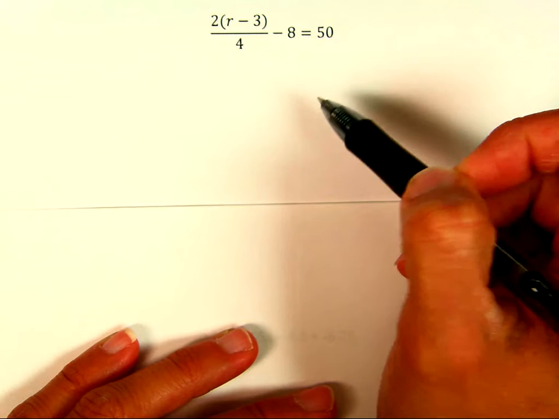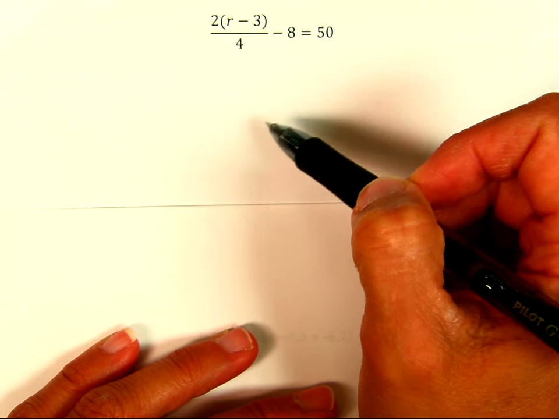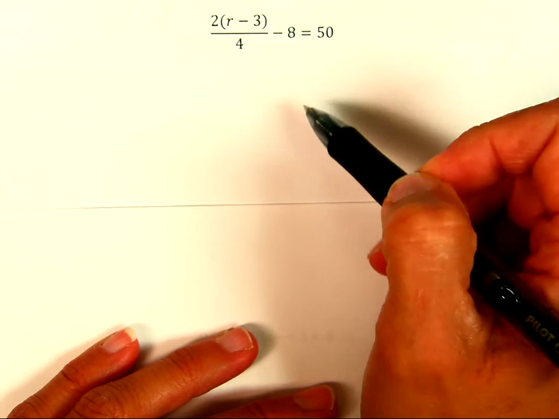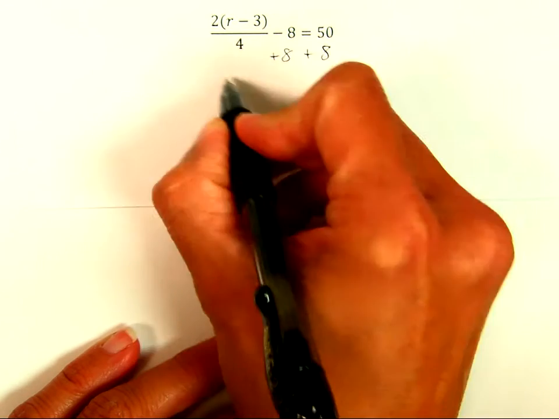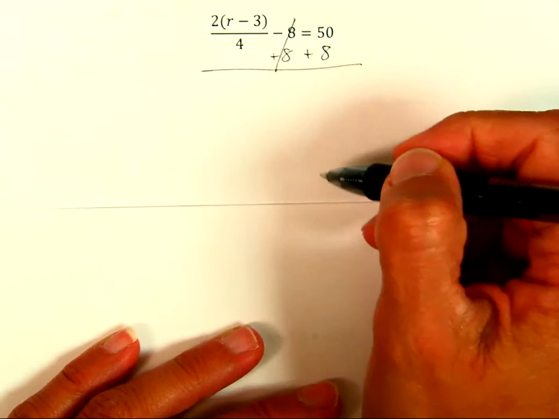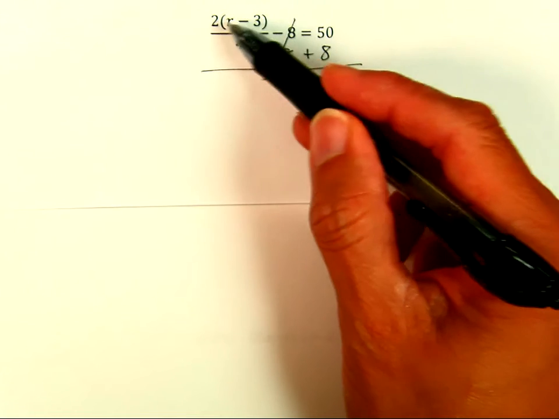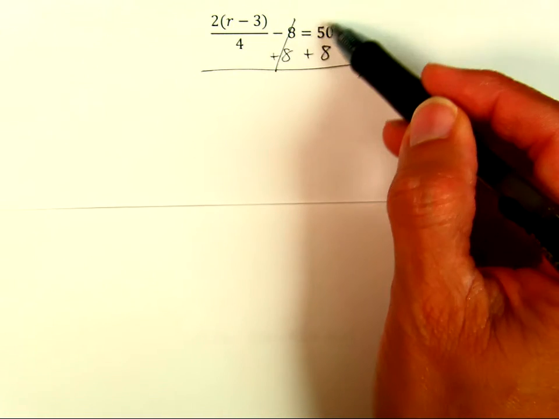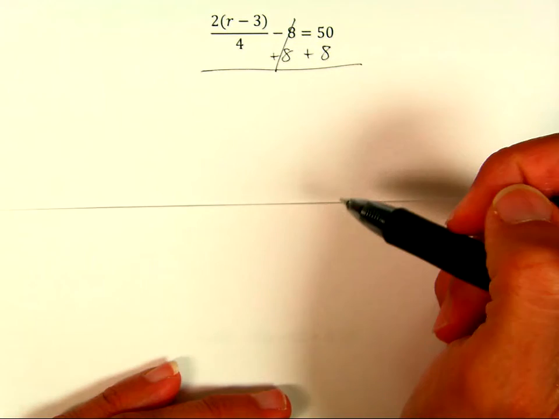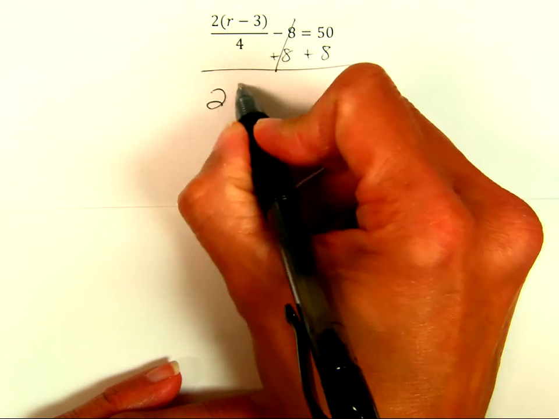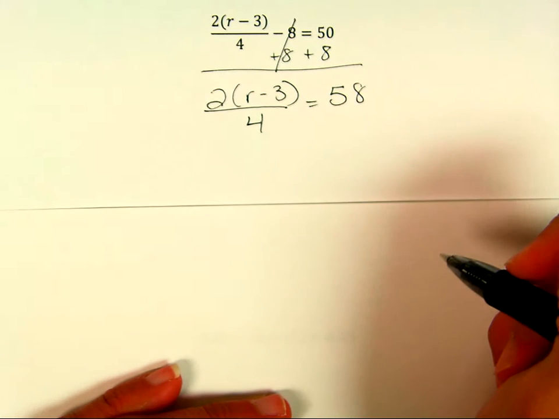So when we're undoing, when we're getting the variable alone, we want to not follow order of operations. We actually want to do the opposite. So we want to get rid of the addition and subtraction first. So -8, I'm going to add 8 to both sides because that's going to get rid of that 8, and that'll make it easier. It's not that you can't multiply or divide first, it's just that most people make a mistake because they forget that whatever they multiply or divide this expression by, they also have to do it to that. So it's just easier if you remember to undo addition and subtraction first. So we have 2 times r minus 3 divided by 4 equals 58 because 50 plus 8 is 58.